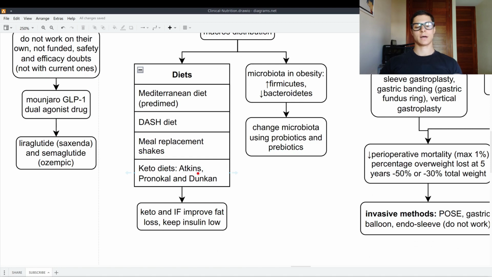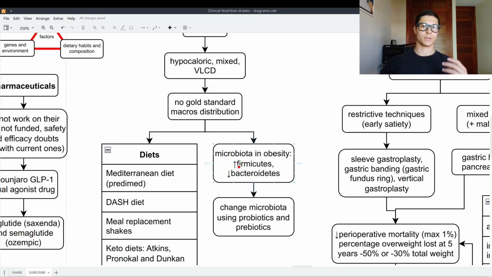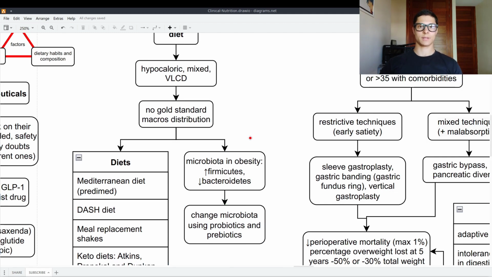Keto diets such as Atkins, Pronocal, and Duncan improve the fat loss. Indeed, keto diets and intermittent fasting improve fat loss by keeping insulin low, because when we have low insulin, we can trigger the fat loss. The lipolysis is inhibited because of insulin. Also, the microbiota in obesity tends to have more firmicutes and less bacteroidetes. And to change the microbiota, we have to provide probiotics, the microorganisms, and prebiotics, the ingredients for the microorganisms' growth. The ingredients they can ferment to grow.